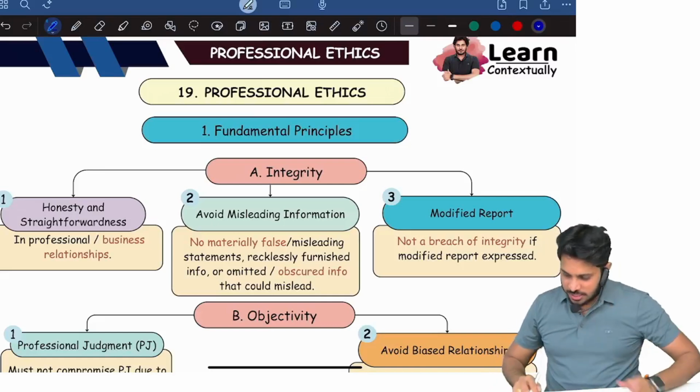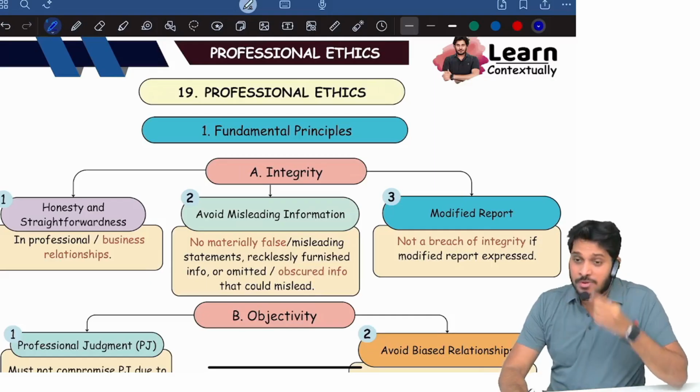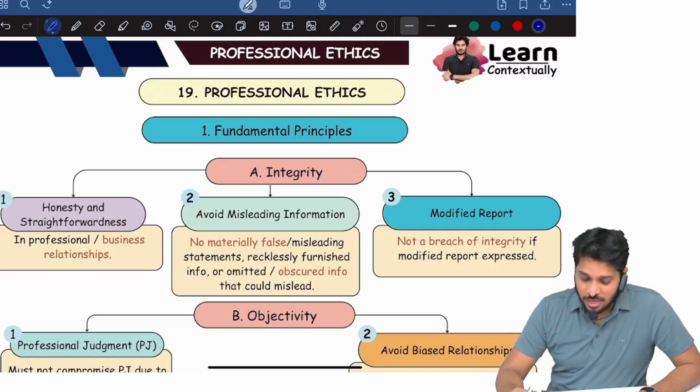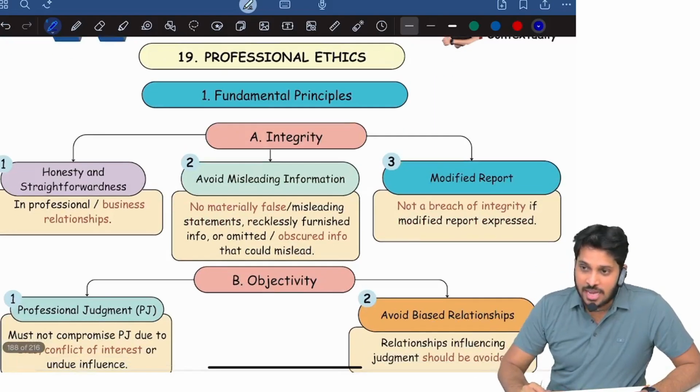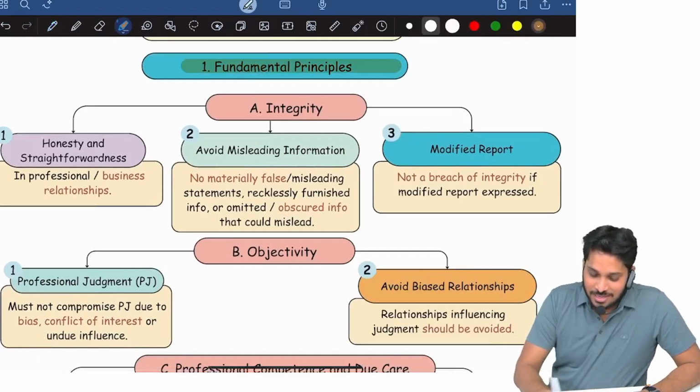Yes, professional ethics, one of the easiest chapters. Just that little vagueness will be there in this chapter. At multiple places some confusion will be there. But I'll clarify that. What I'll clarify is that there is a confusion. Okay, next, fundamental principles.